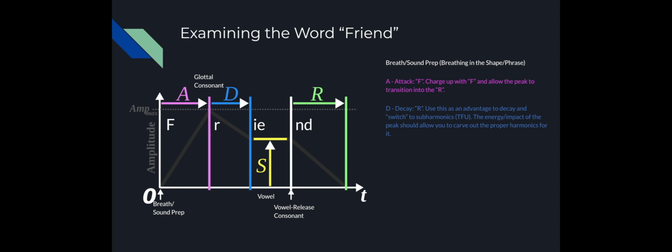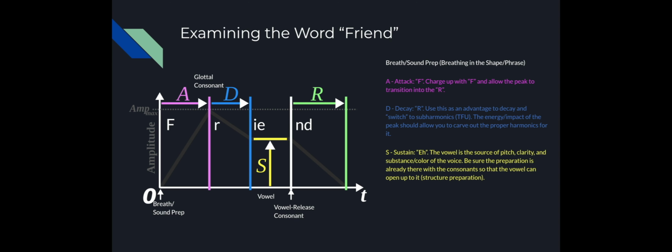Friend. And then from there are possibilities of breaking up and down the octave that we can deal with at a different time. So you can use that energy and impact to allow you to carve out the proper harmonics. So the sustained vowel is the source of pitch, clarity, substance, and color of the voice.